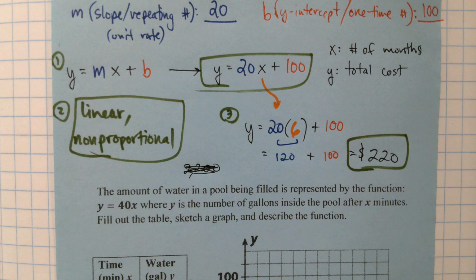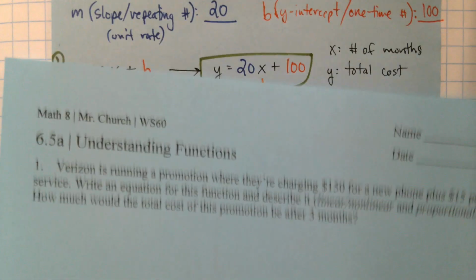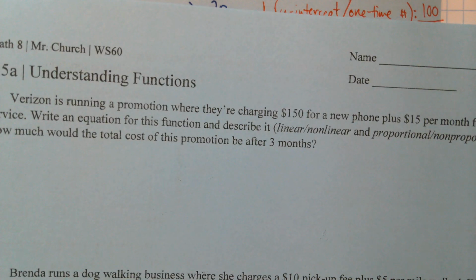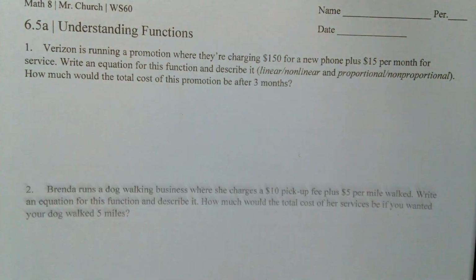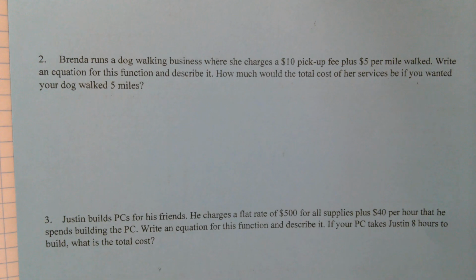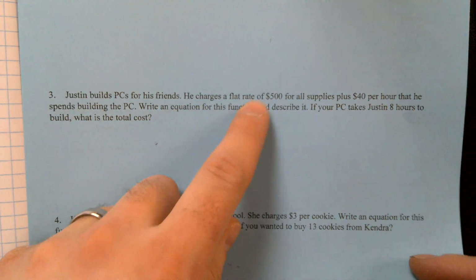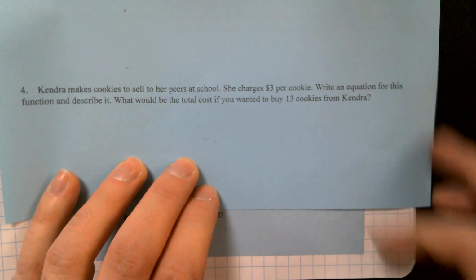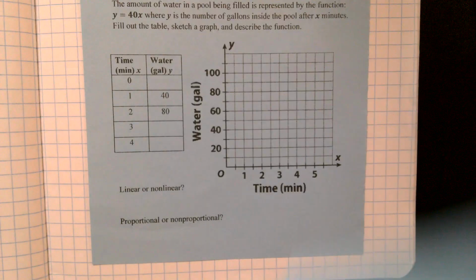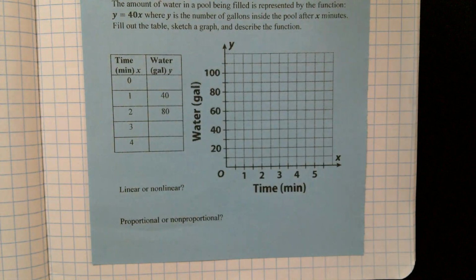So when we get worksheet 60, the front side has got a bunch of these types of problems, right? Verizon's running a promotion, basically the same thing as our notes with different numbers. Brenda's got a dog walking business with a pickup fee. Justin's building PCs. He's got a flat rate plus 40 an hour. Kendra's making cookies to sell, all that type of stuff. So the same 3-step process for all those problems. That's going to be good practice for us, especially going into the test next week.